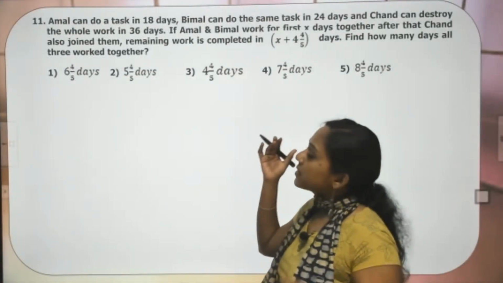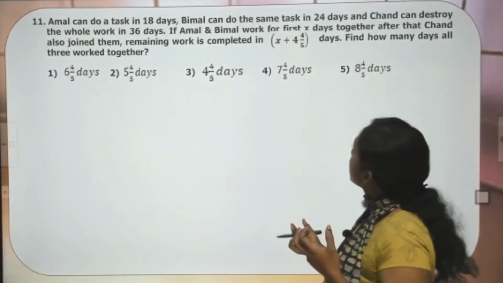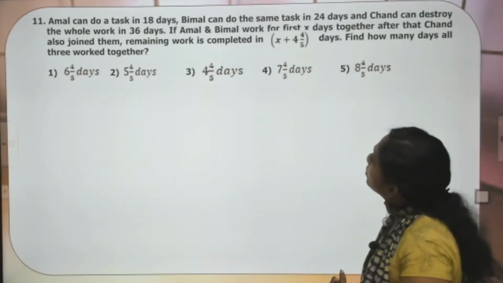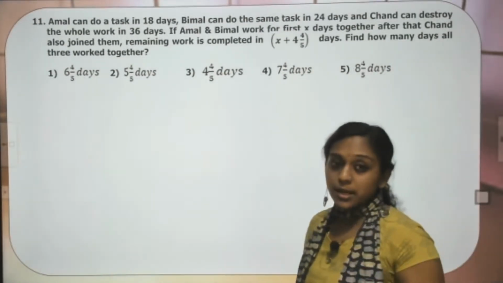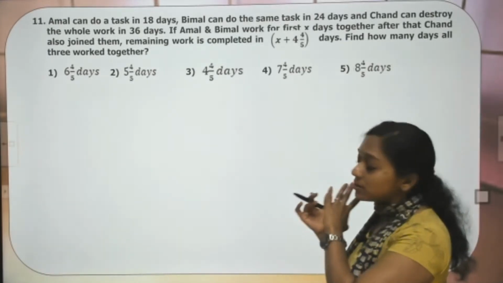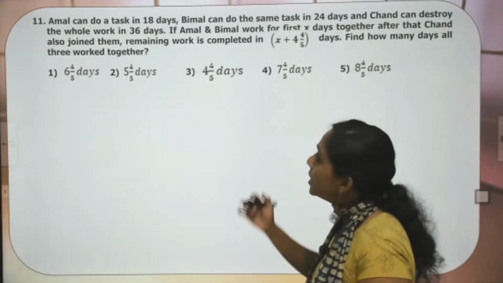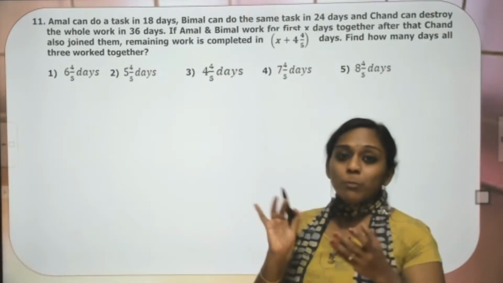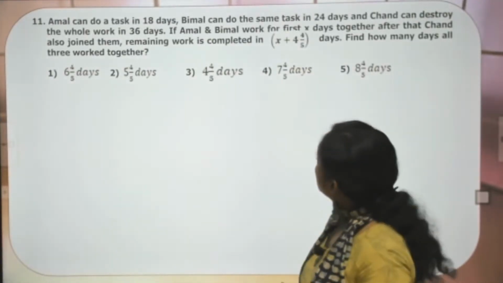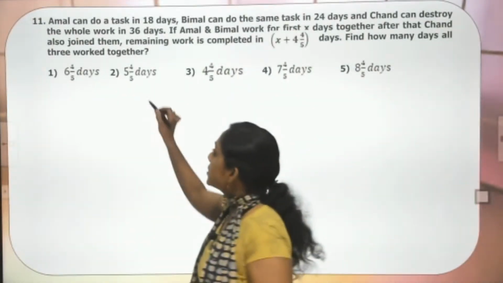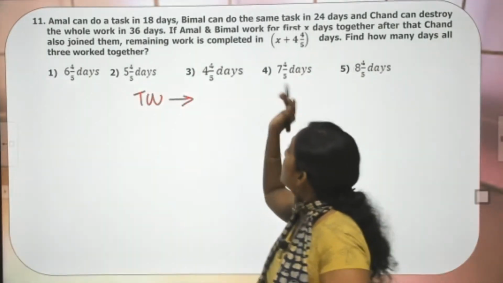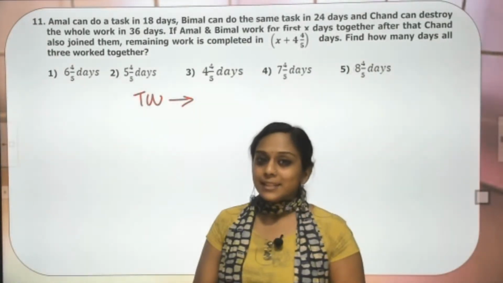Amal can do a task in 18 days. Bimal can do the same task in 24 days and Chand can destroy the whole work in 36 days. So that is destroy, so the efficiency will be a minus value. Here the time taken to complete the work is given, which is 18, 24 and 36. So you can assume the total work as the LCM of 18, 24 and 36, that is 72.